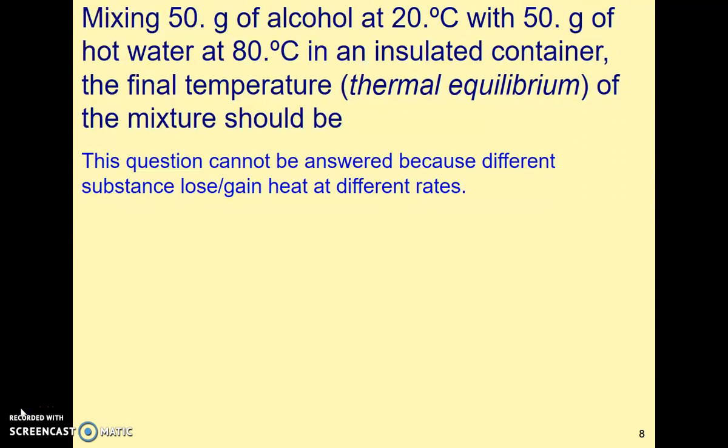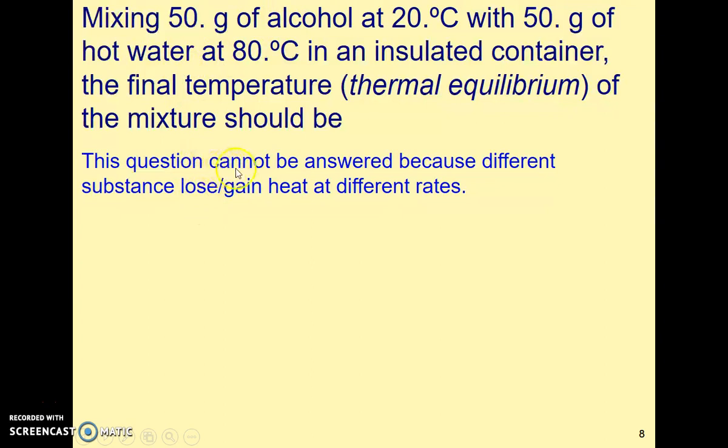Now we're going to look at one more situation where we're changing the liquid in one of the cups. So here we're mixing 50 grams of alcohol at 20 degrees Celsius with 50 grams of hot water at 80 degrees Celsius. So the amounts are the same, but the substance is different. And using this information, we would not be able to tell whether the final temperature would be closer to the alcohol or closer to the hot water.